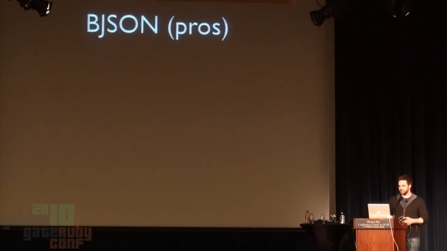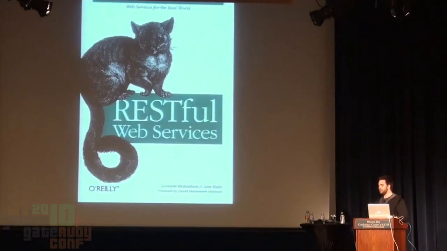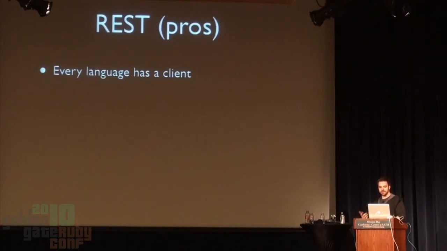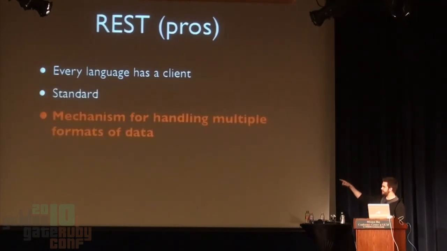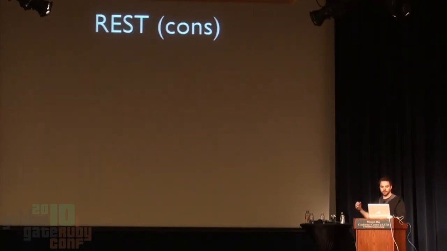Then there's also BSON, or BJSON, it's supposed to be BSON, sorry. So the pros are it's the same as JSON, it's wire efficient, but it's not human readable, right? So there's also REST, which is binary. Every language has a client for it. There is a standard. There is a, pay attention to this, mechanism for handling multiple formats of data, and caching. And again, it's human readable.